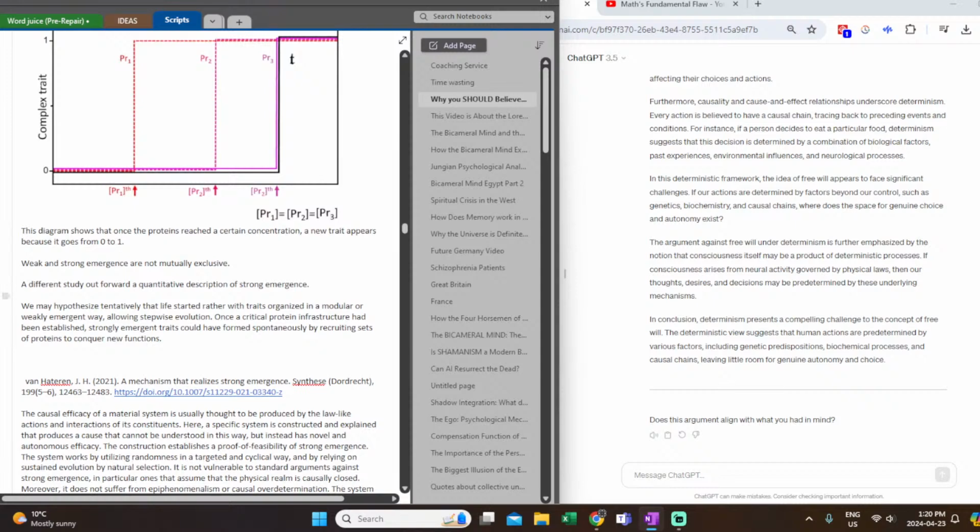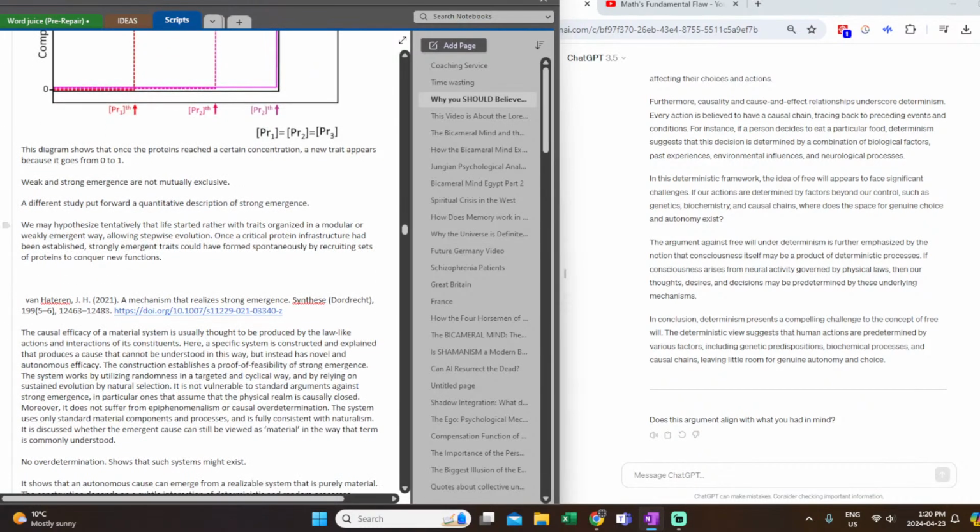Okay, so a different study, I think this was what to say, put forward. A quantitative description of strong emergence. I made this note for myself to go back to this paper and then check what this description was. By the way, that's what this is.